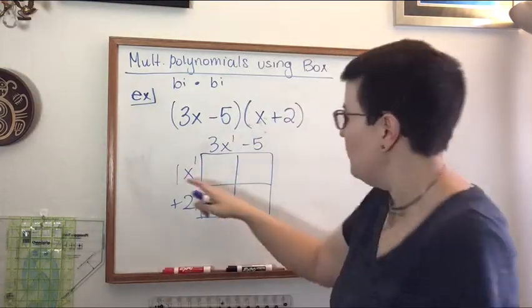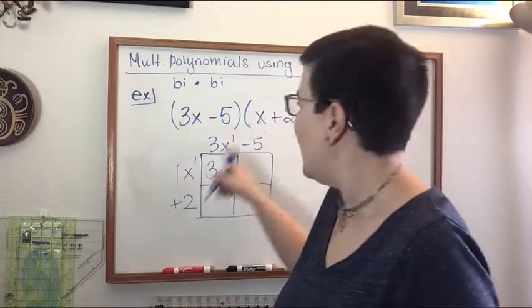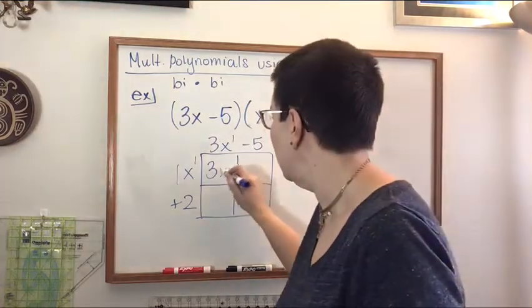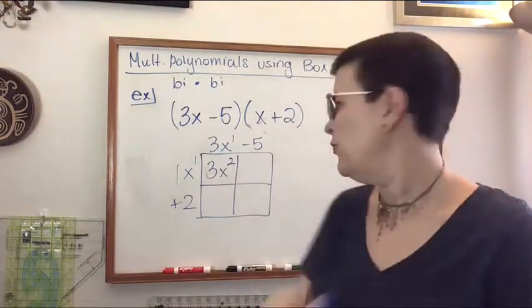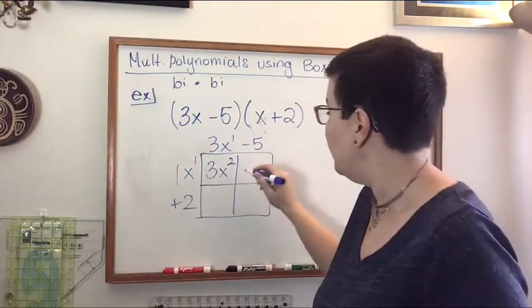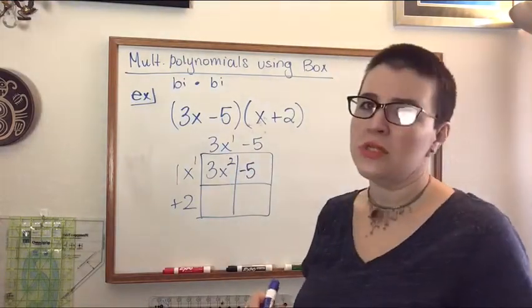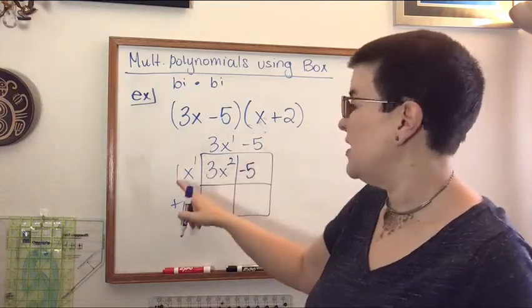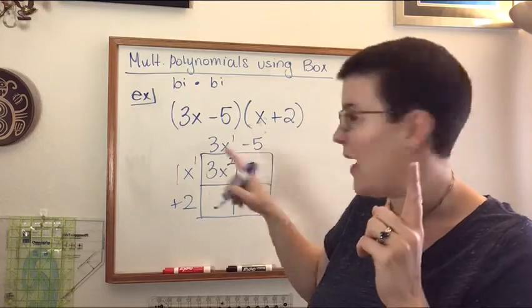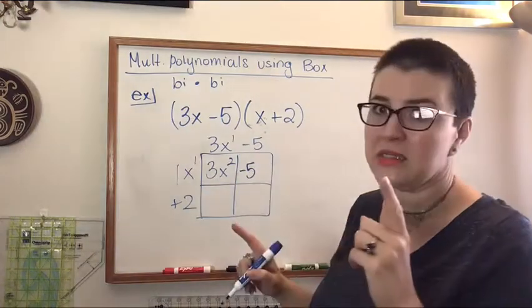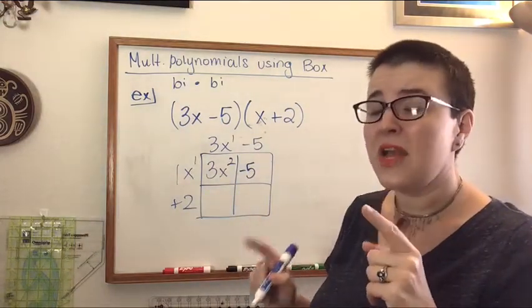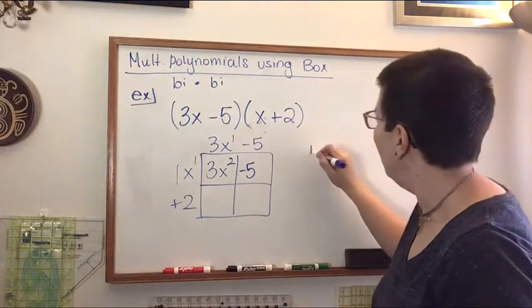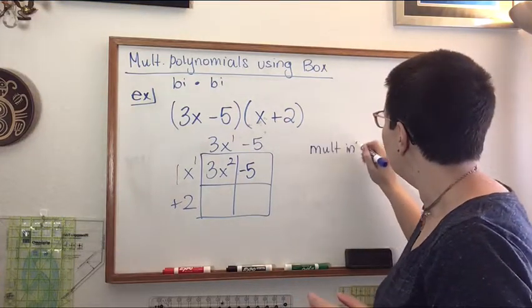All right. 1 times 3 is 3. X to the first times x to the first, x to the second, right? 1 and 1 make 2. Negative 5 times 1, and this is where I lose students all the time. I get some students that tell me it's 6 because in their brain they start thinking about adding and they think, oh, 1 plus 5 is 6. I also get students that forget the sign all the time. Be careful. You multiply into the box.